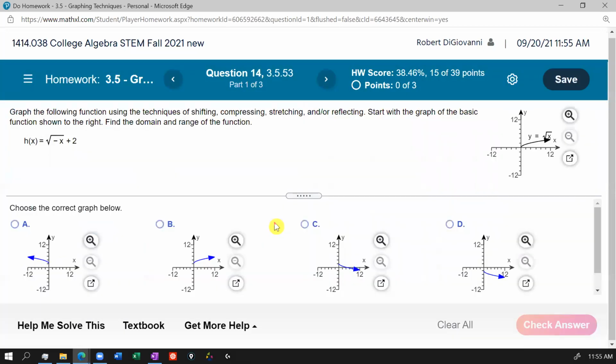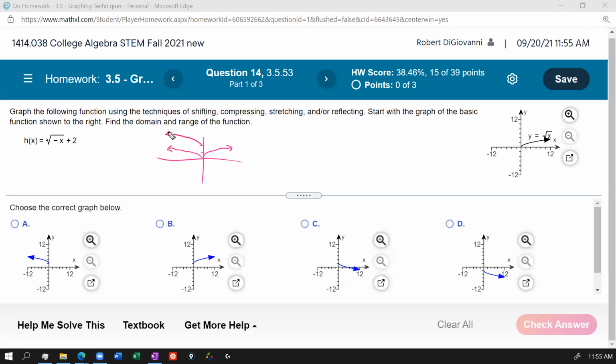Okay, how am I doing here? I'm only on number 14 here. Jeez. Okay, graph the following function using techniques of shifting and so on. Find the domain and range. So this is a square root function that's been reflected over the y-axis. And then the whole thing's been moved up too. So it looks like this one right there. So out of these options, I think we're here.